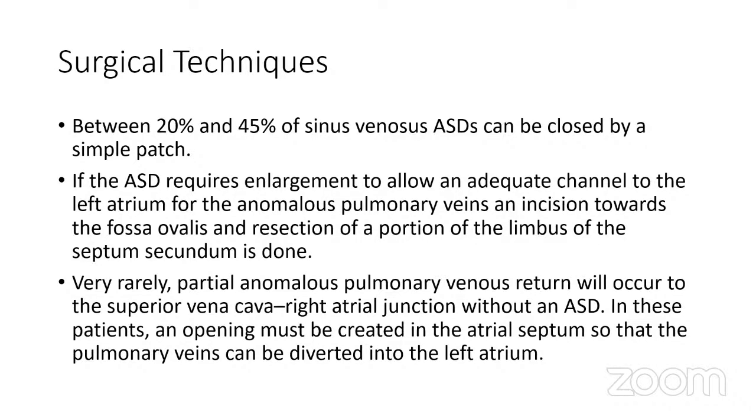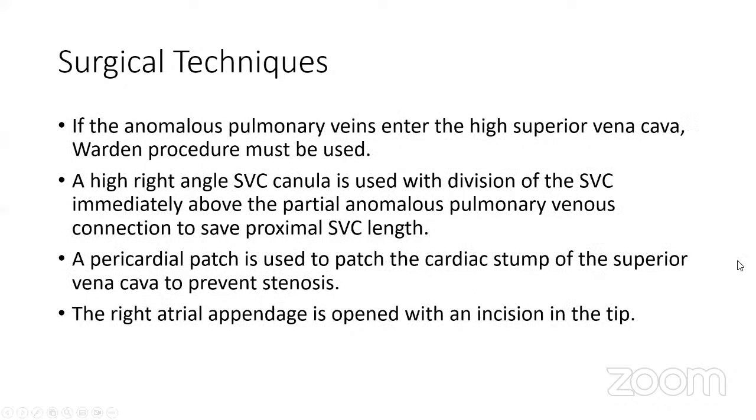Very rarely, partial anomalous pulmonary veins return will occur to the superior vena cava, right atrial junction without an ASD. In these patients, an opening must be created in the atrial septum so that the pulmonary veins can be diverted into the left atrium with the baffling technique. If the anomalous pulmonary veins enter the high superior vena cava, the Warden procedure must be used.